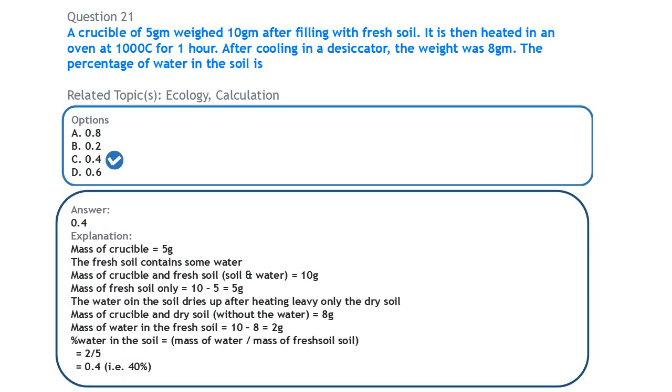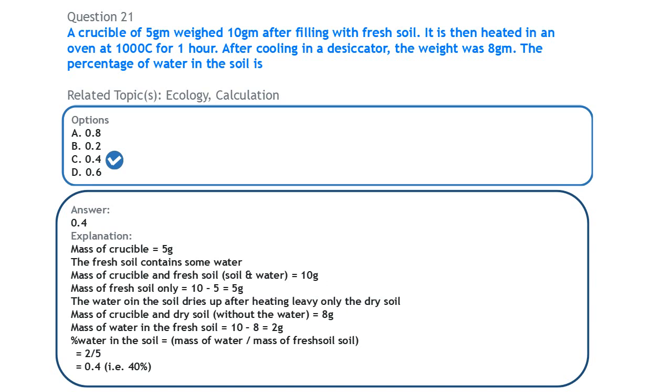Alright, so let's start with some of the information that we have in the question. The mass of the crucible is 5 gram, and the mass of the crucible and the fresh soil is 10 gram. So what we do here is calculate the mass of the fresh soil. We subtract the mass of the crucible from the mass of the crucible and the fresh soil. So we have 10 minus 5, and that is 5 grams. So the mass of the fresh soil is 5 grams.